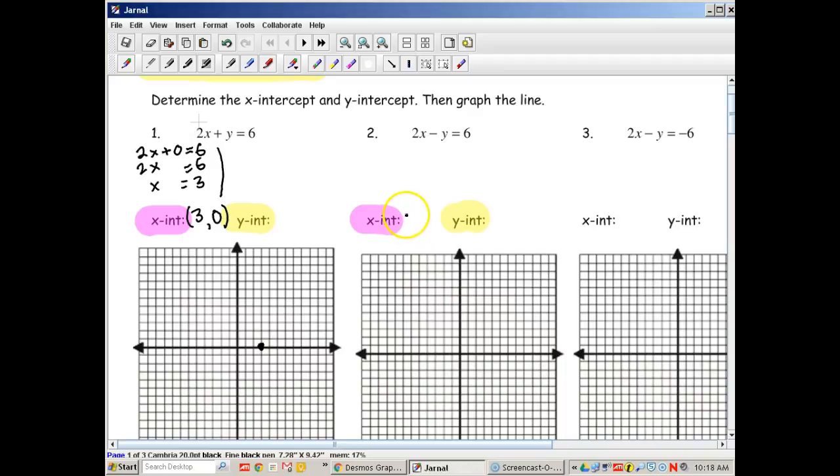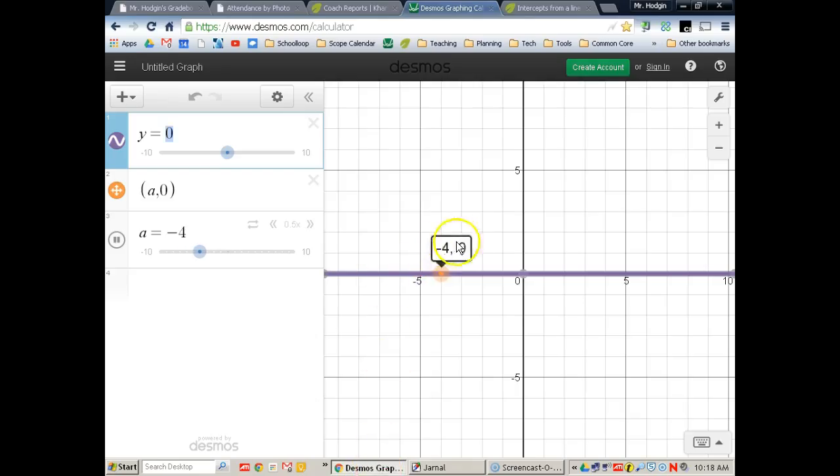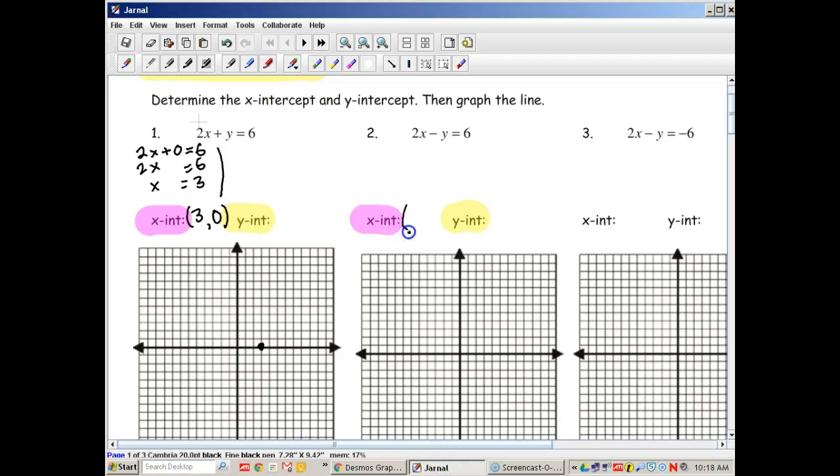Let's do another one, number 2. Again, we know an x-intercept has a y value of 0 no matter what. So the x-intercept will be something, 0. That's the thing that doesn't change for an x-intercept: the y is always 0. So we just say, okay, that's 2x minus 0 equals 6, and you actually get the same equation, which is not exciting, but yeah, (3, 0). So that's how you find an x-intercept.